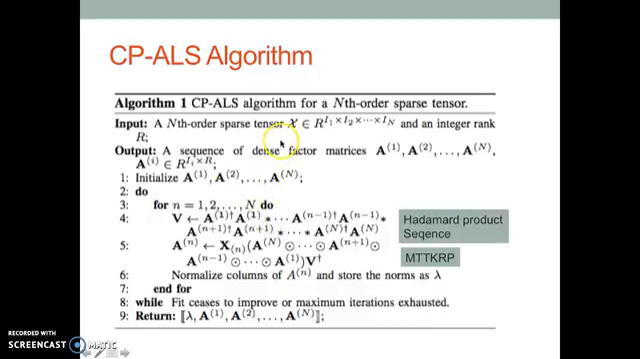The CP-ALS algorithm takes the nth order sparse tensor as input and a given rank R, and the output is a sequence of factor matrices. So there are one while loop and one for loop here, two iterations. The two main steps are here. The first one is a Hadamard product sequence, which computes all the matrix multiplications and does the Hadamard product to generate the matrix V, and the second is the MTTKRP operation.